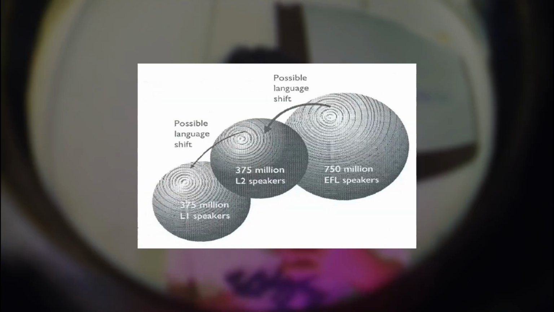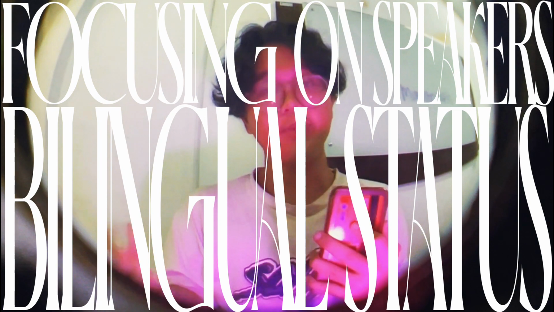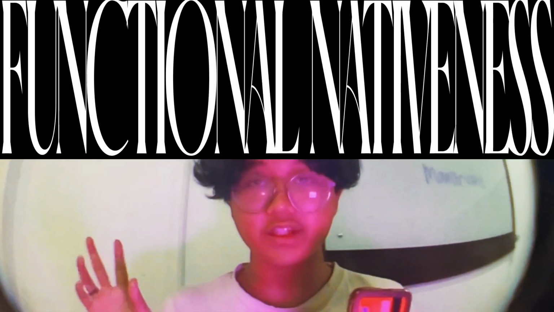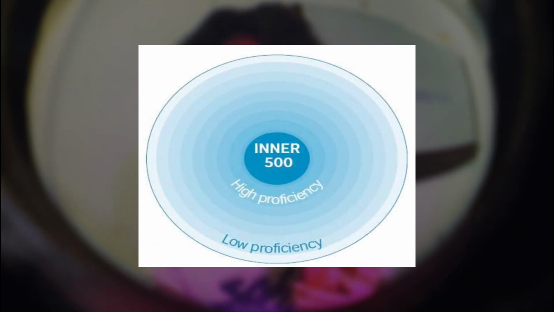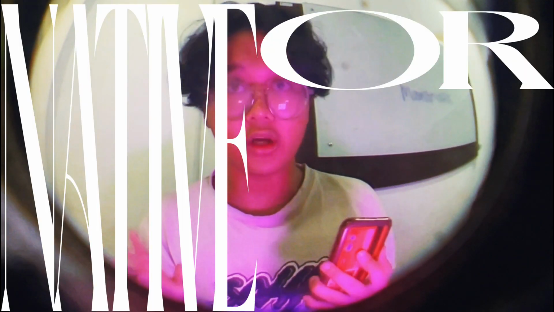The next model is Graddol's notion of proficiency. Graddol's notion of proficiency stated that in a globalized world, there is a need in distinguishing between proficiencies in English rather than focusing on merely the speaker's bilingual status. This is aligned with the idea of functional nativeness, which emphasizes the degree of proficiency of expertise in English across a diverse range of speakers throughout the world, regardless of whether a person is native or non-native.